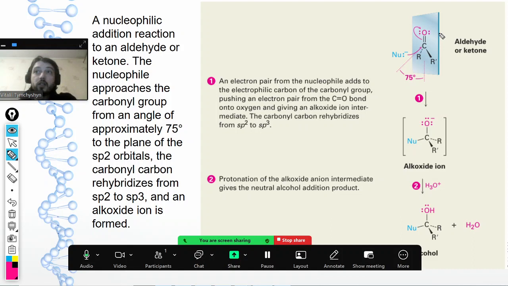But now what changes? We are creating a new bond to the carbon atom. And now this carbon atom has no double bonds. So you should remember that this changes the hybridization, and we have this carbon atom rehybridized from sp2 to sp3. So here it is. We have a tetrahedral intermediate. So it's no more planar, it's tetrahedral. And this is an alkoxide ion that is an intermediate for this reaction.